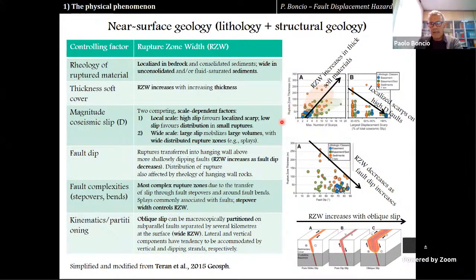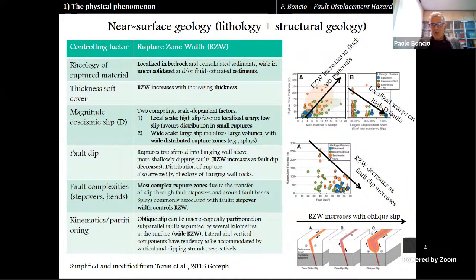There are two competing scale-dependent factors. At a local scale, high slip favors localized scarp. Low slip favors distribution in small fractures. At a wider scale, large slip means large deforming volumes with the wide distributed rupture zone, for example, activation of several splays. And also the geometry and kinematics are important.